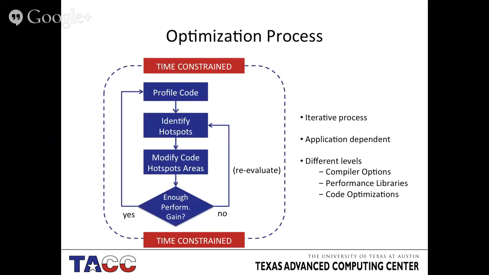This is the optimization process. Carlos already showed this picture before. The optimization process is an iterative process. It's application dependent and it has different levels: compiler options that Carlos was already talking about, performance libraries, and code optimizations.